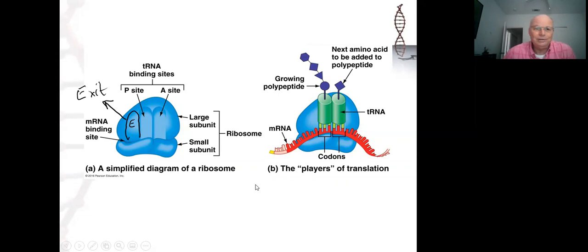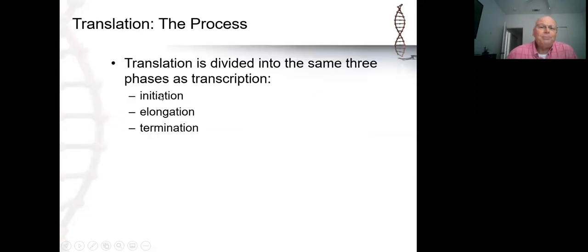So let's take a look at the steps of translation, of which there are three. They break up into initiation, elongation, and termination. And it's really important that you recognize that these three steps of transcription and translation, while they are named the same, are very different, and that neither of them have anything to do with DNA replication.